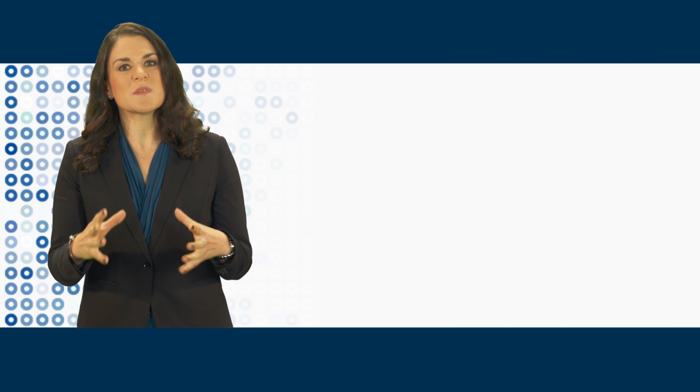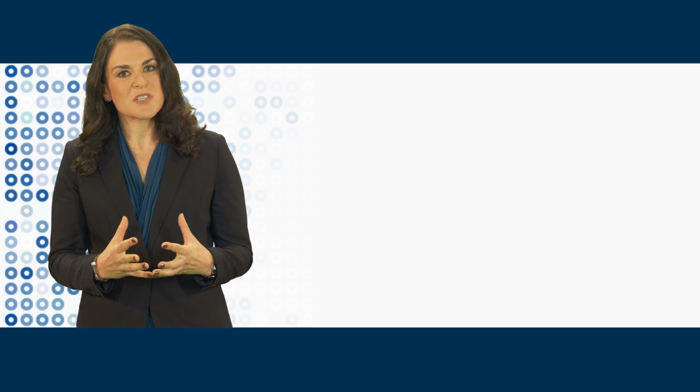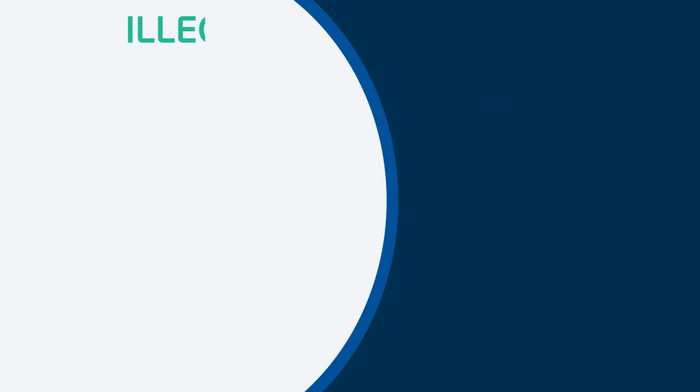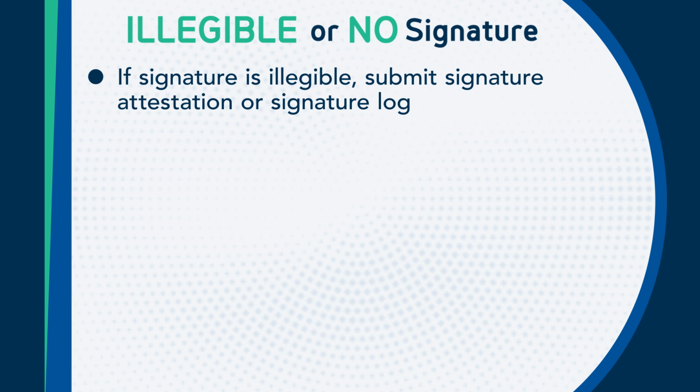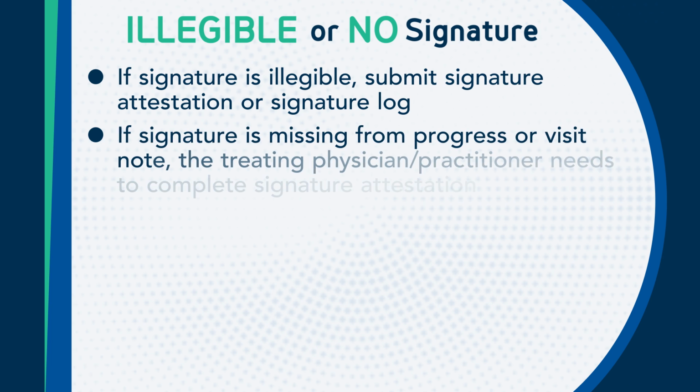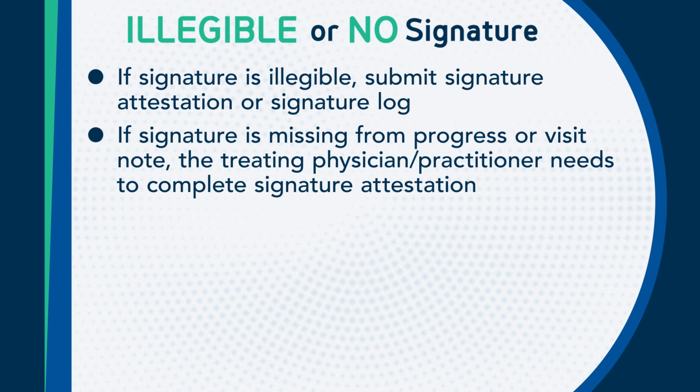The glue that holds the pieces together is the treating physician or practitioner's signature. We all know that the signature should be legible and dated, but what do you do when you can't read it or there's no signature? Let's start with an illegible signature. If the signature is illegible, then submit a signature attestation or signature log. Now, if the signature is missing, the treating physician or practitioner will need to complete a signature attestation.